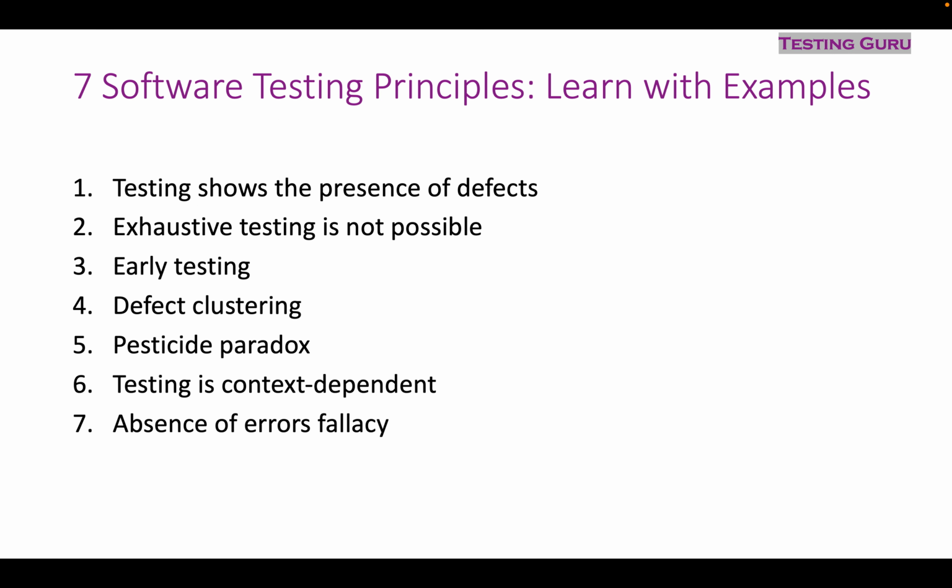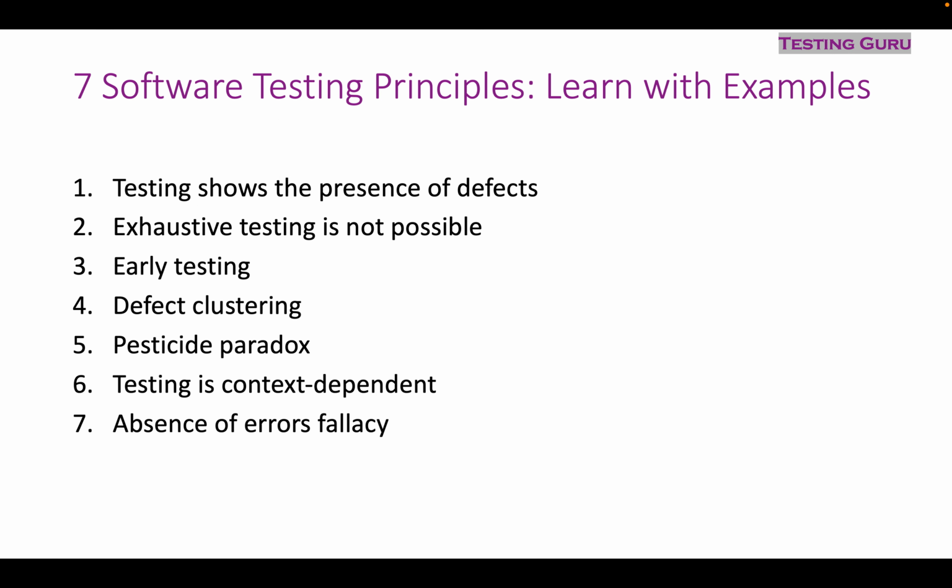So the next principle is testing shows the presence of defects. This principle states that testing talks about the presence of defects and doesn't talk about the absence of defects. That is, software testing reduces the probability of undiscovered defects remaining in the product. But even if no defects are found, it is not a proof of correctness.